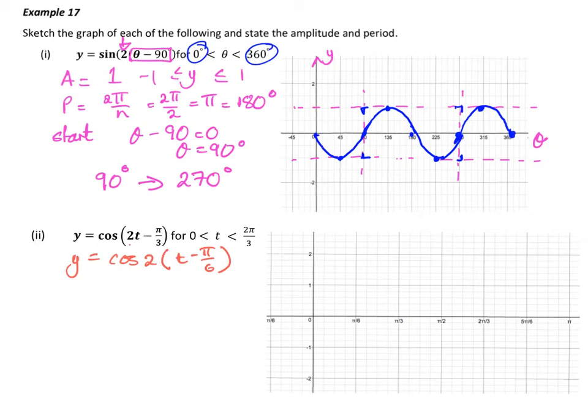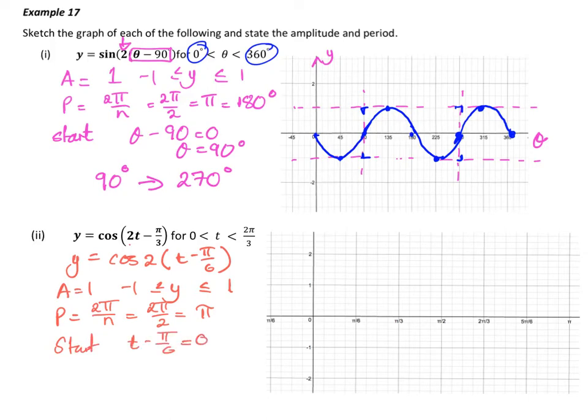That now makes the amplitude 1, so it hasn't changed the amplitude at all. So y is between -1 and 1 still. My period in this case is, now we're in radians, so period is 2 pi on n, and in this case n is 2. In the other format it was more difficult to actually work that out. So my period is pi. And where do I start? So my starting point, well, remember, let the bit inside the bracket equal 0. So I'm going to start at t equal to pi on 6.